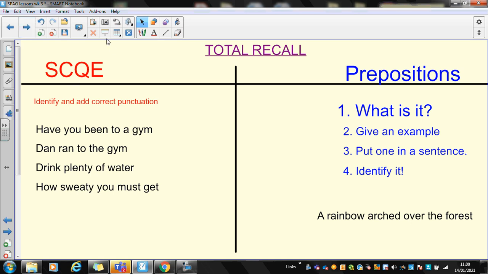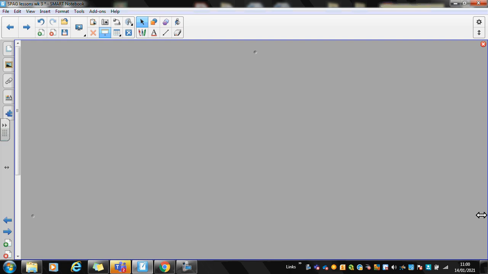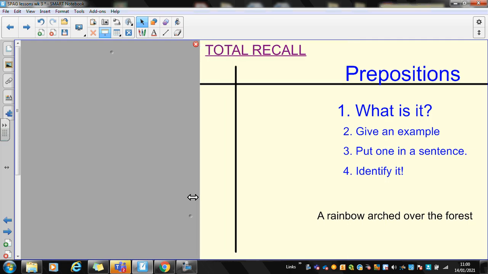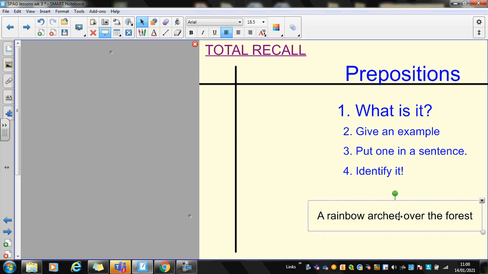Similar to what we did yesterday, so we should be very confident with this today. I think we'll start with prepositions this morning. So, just remind yourself what a preposition is. Give an example, write it in your English book, put that word into a sentence, and then write this sentence and identify the preposition. Okay, have a quick go at that and then come back to the video when you're finished.